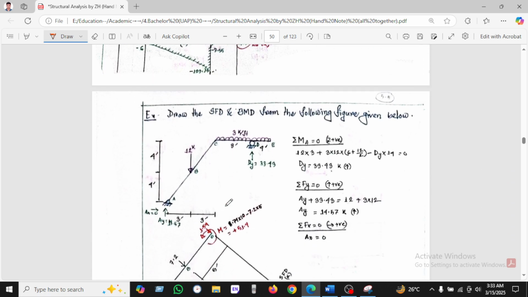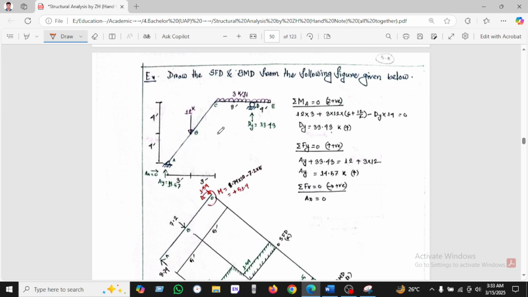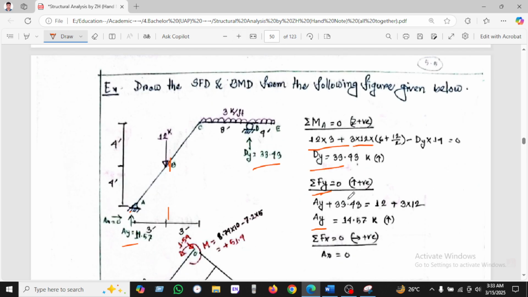Okay, so let's see another example. The shear force and bending moment of the frame we have been seeing here. We are taking the moment from here, so 12 into 3. This is the diagram. After all the calculation we found Dy, which is 33.49, and after the calculation of summation of Fy, we will find Ay, which is 40.54, keeping upward, and summation of Fx, there is no summation of Fx, that's why it will be 0.